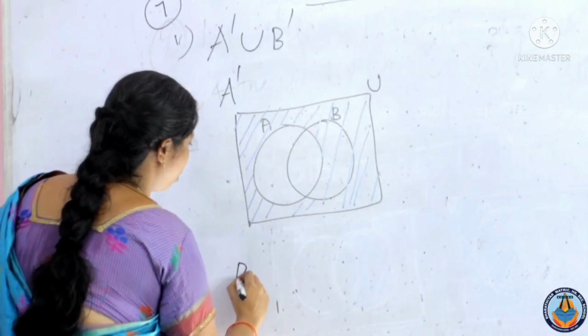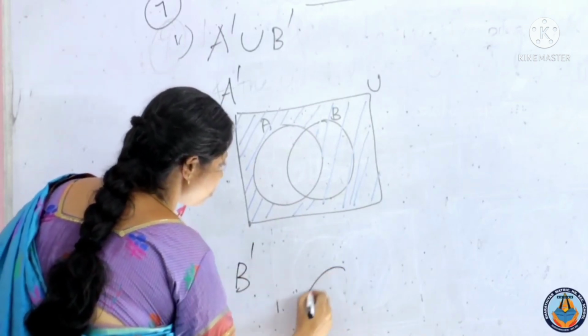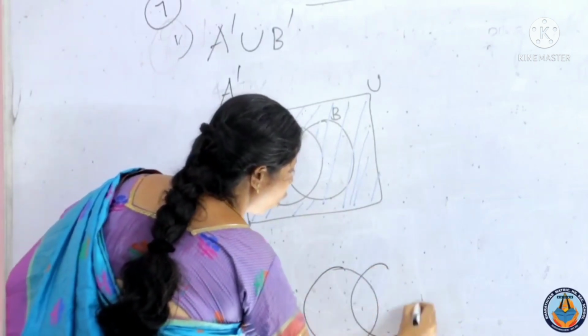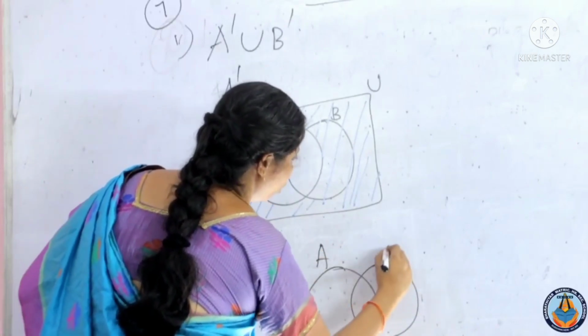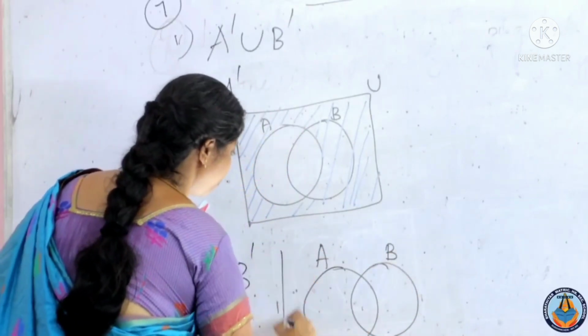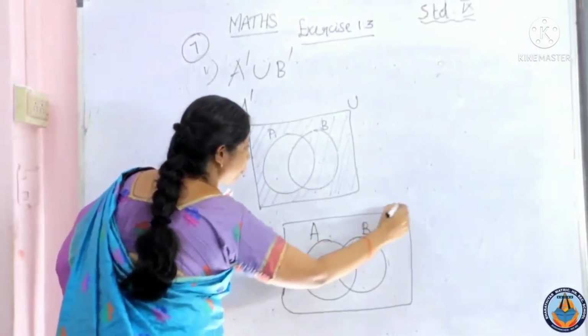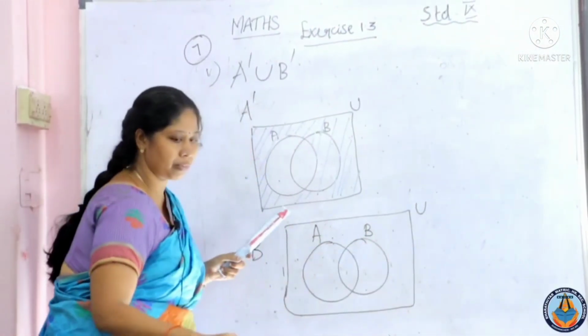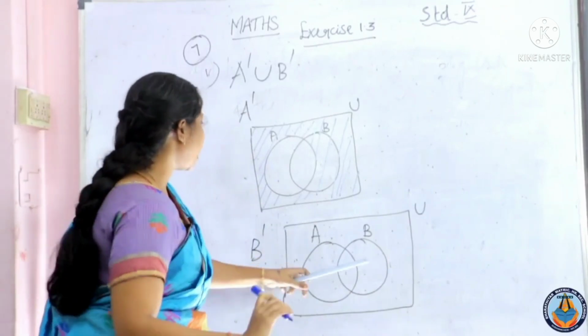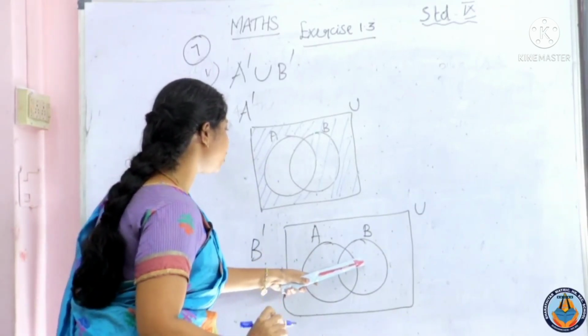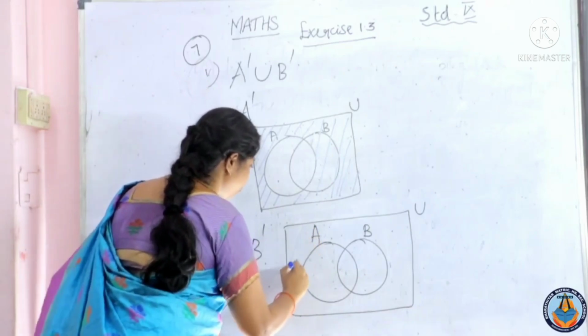Now you have to draw B dash. A and B are overlapping sets. Don't forget to give the names. U is the universal set. Except B, you have to shade the other region.